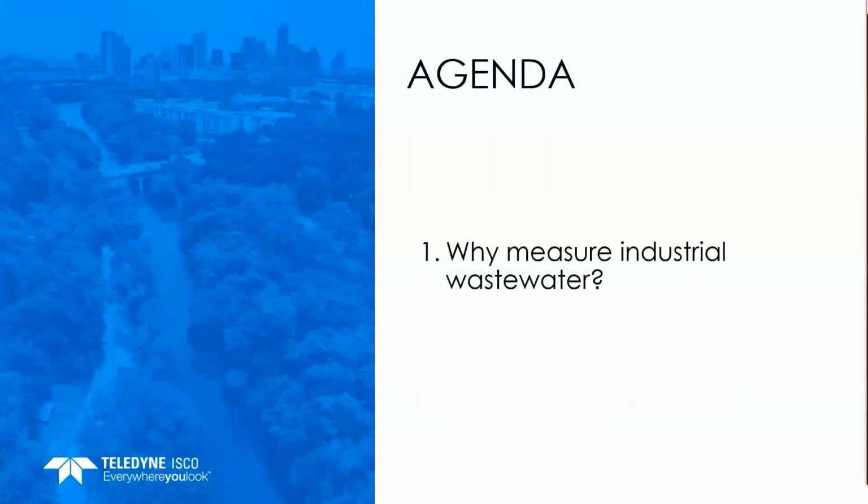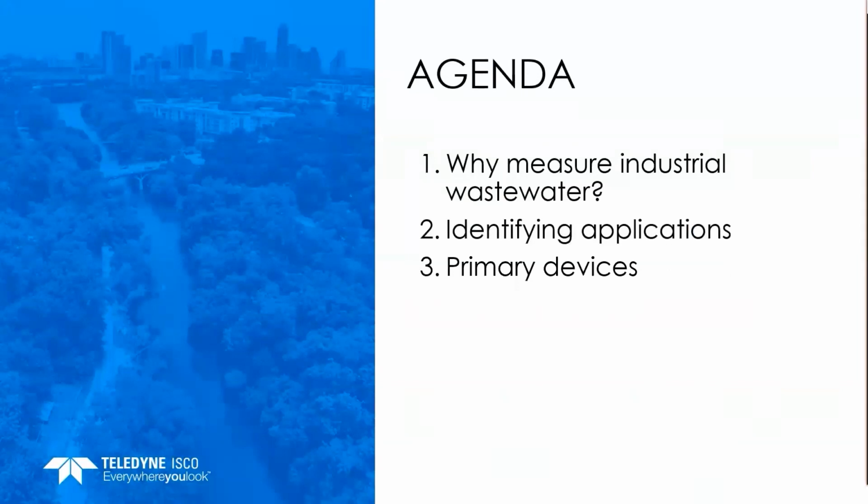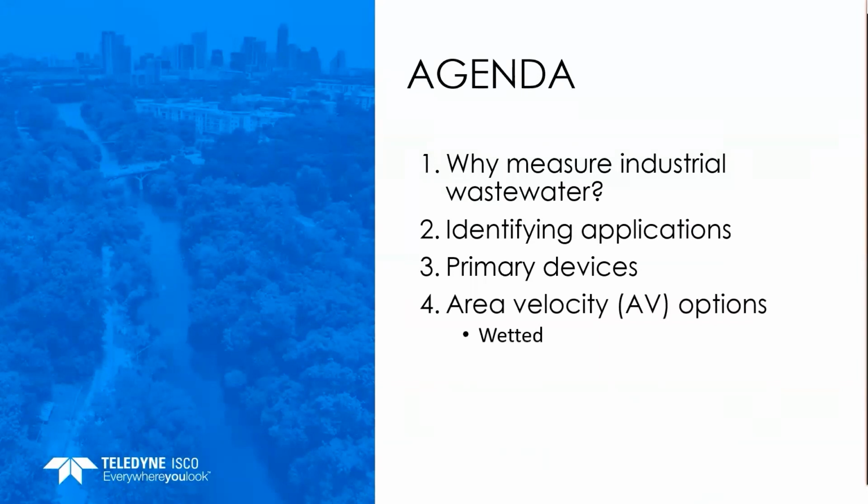So today the agenda is going to talk about why measure industrial wastewater, identifying applications where we can measure flow rate, primary devices that you can use for measuring your flow, and using area velocity options for flow calculations. And the two types of sensors we'll be talking about will be the wetted sensors and the non-contact area velocity sensors. So I'll go into detail on both.